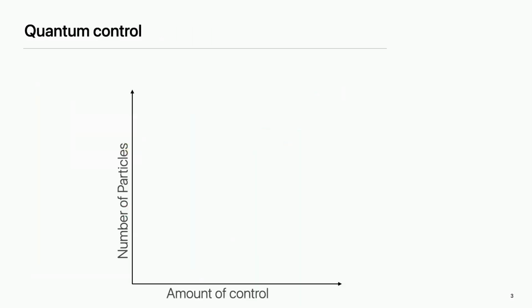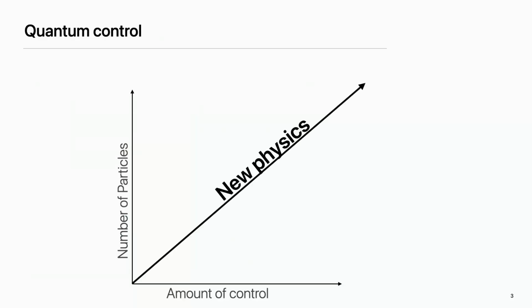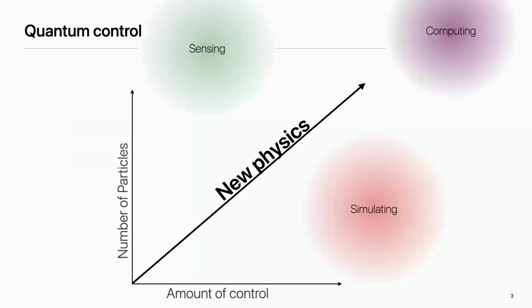Okay, but there are two axes, I'd say, in quantum control that are a little bit diametrically opposed. One is the number of particles you have control over, and the other is the amount of control you have over these particles. When we're looking for new physics, the goal is always to push your radius in this space. Right? And depending on the task, you maybe want to push in different axes.